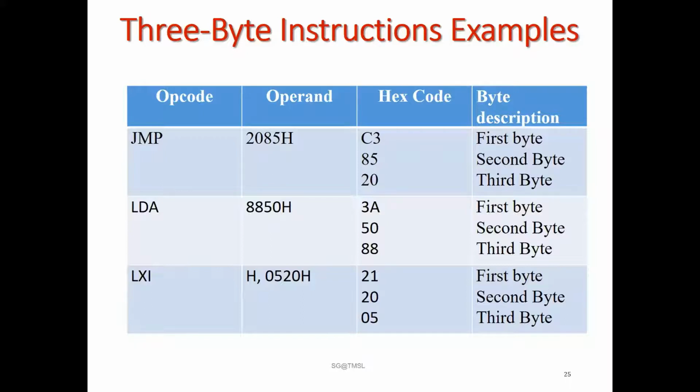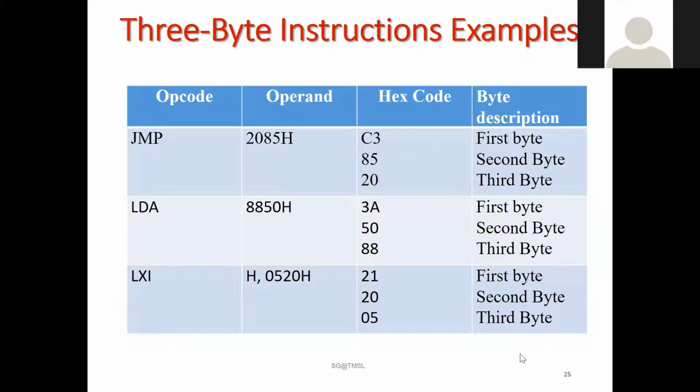So for a 1-byte instruction, you need 1 memory location to load the entire instruction. For a 2-byte instruction, you need 2 consecutive memory locations. And for a 3-byte instruction, you need 3 consecutive memory locations to store the complete instruction. These are the classification of instructions based on length.